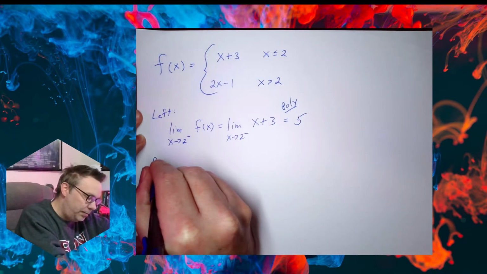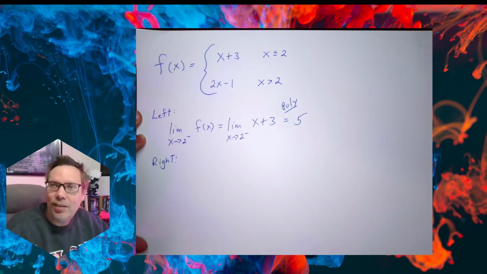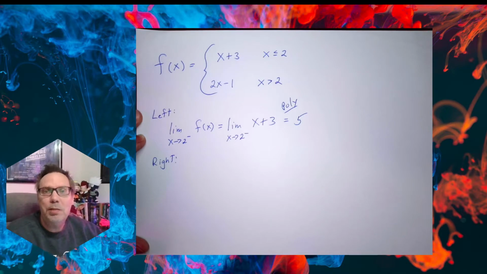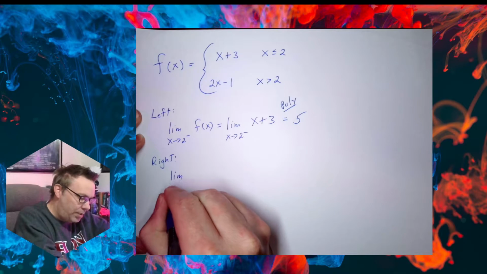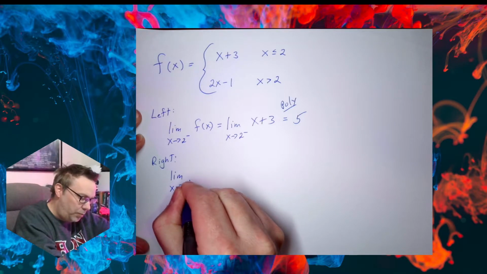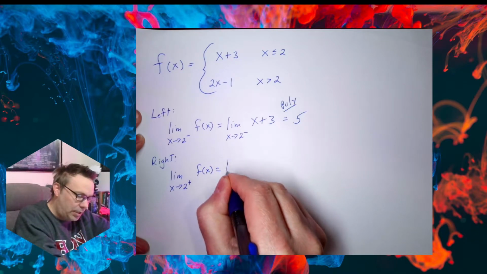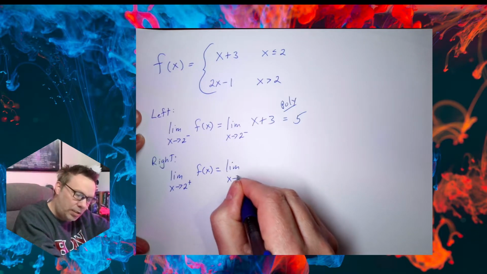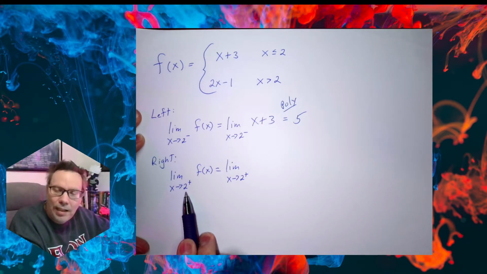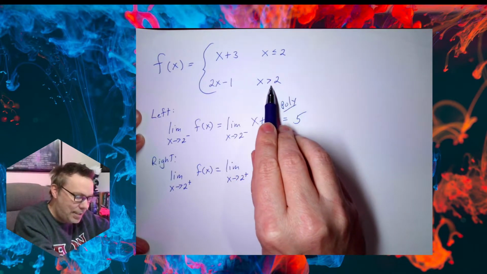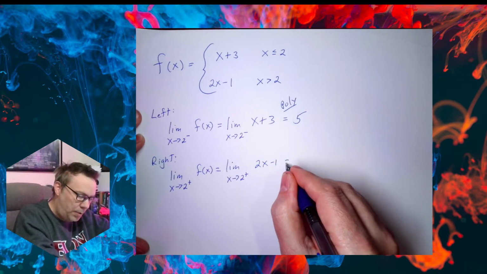Now the right-hand limit, and notice that I'm labeling things so that the reader will be able to understand this later. The right-hand limit is denoted by x approaching 2 from the right. The function itself is f of x. Now which rule am I using? Well, just like in a similar case, I'm dealing with x's that are bigger than 2. That's the second rule, the bottom rule, 2x minus 1.